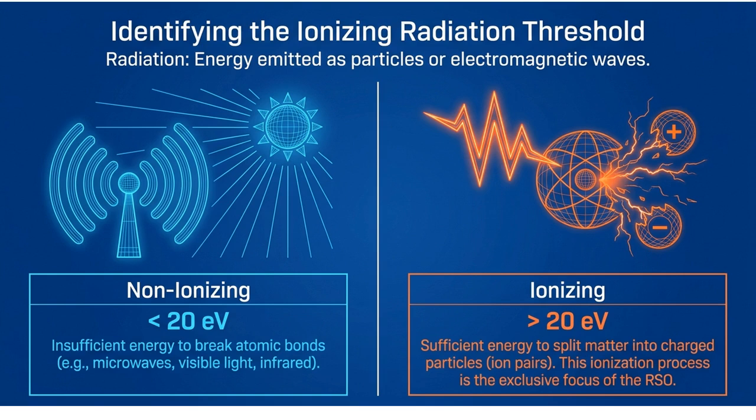Non-ionizing radiation like microwaves and visible light lacks the energy to break atomic bonds. However, ionizing radiation exceeds this 20 electron volt threshold, possessing sufficient energy to split matter into charged particles called ion pairs. This ionization process is the exclusive focus of the radiation safety officer.